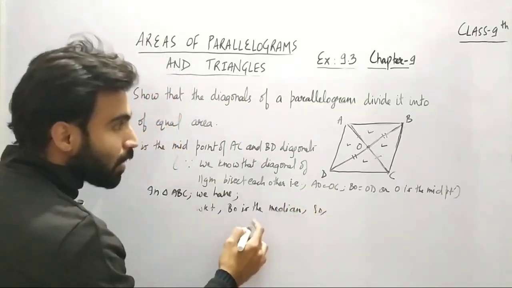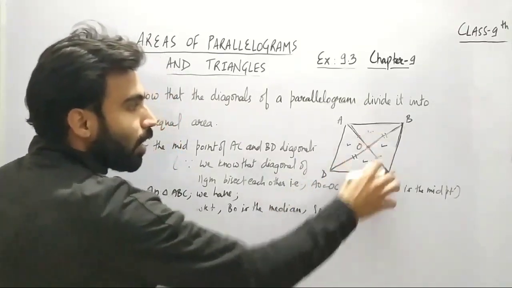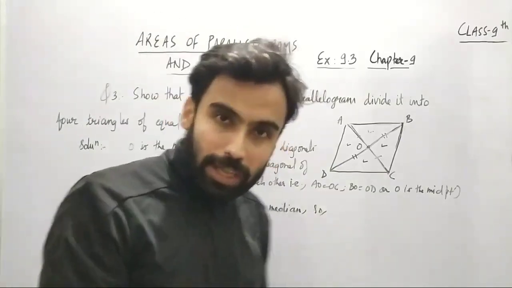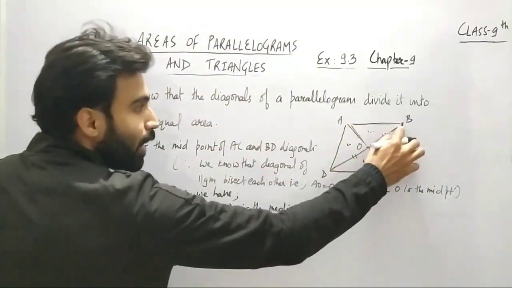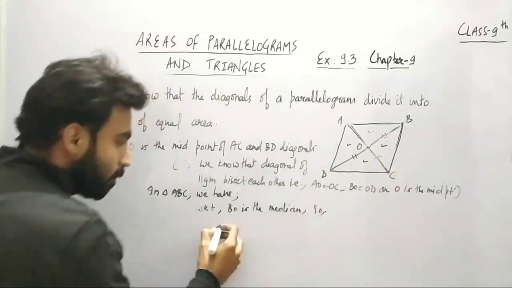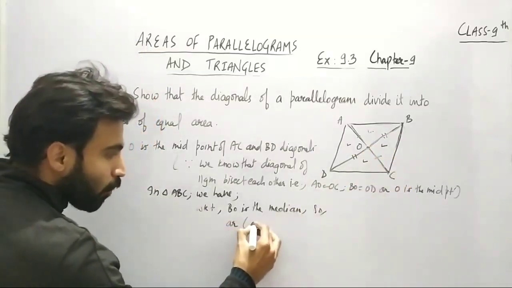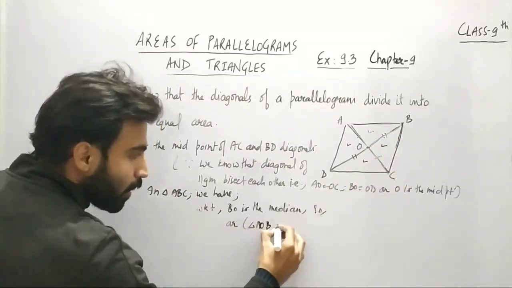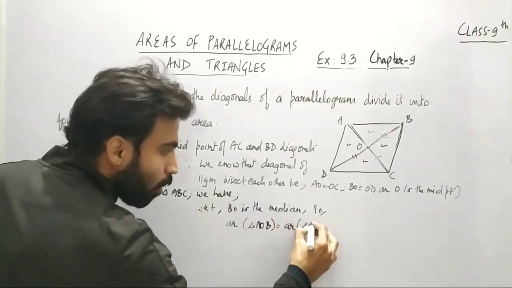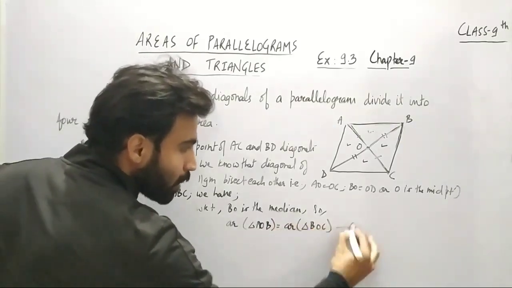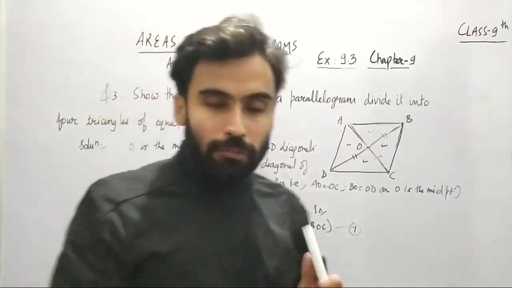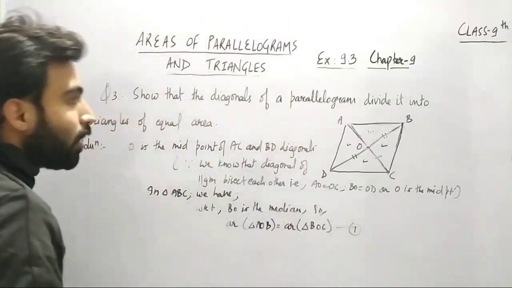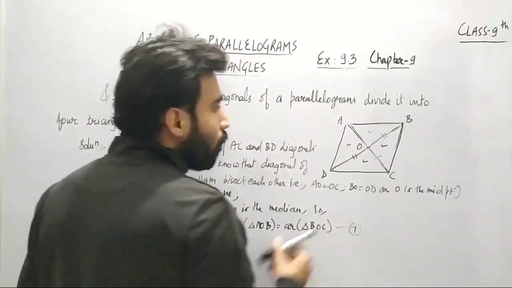So that means कि ये जो दोनों triangles हैं, they are going to be equal in area. So how we will write that? AOB is going to be equal to BOC. So area of triangle AOB is going to be equal to area of triangle BOC. Let me just give it an equation number first.